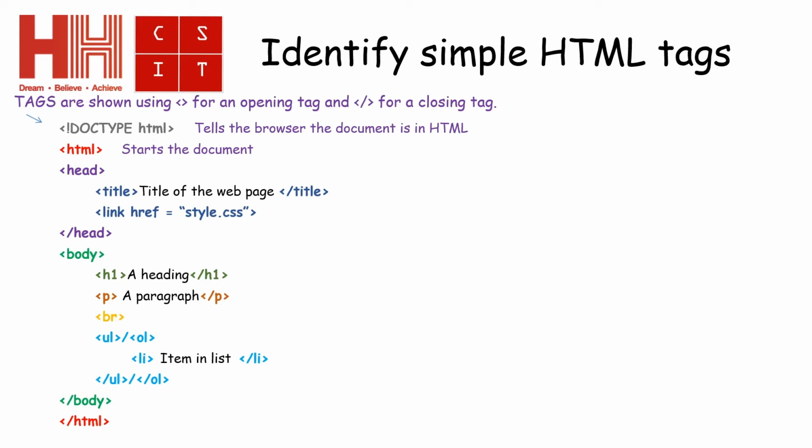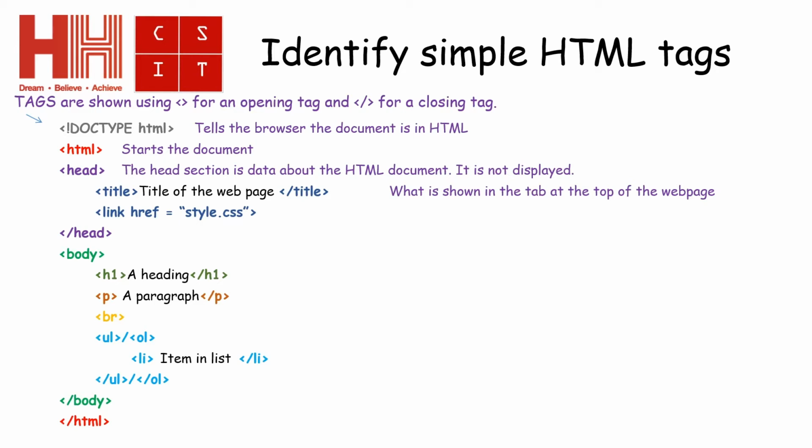The first section you will see will be a head section. Now this gives the data about the HTML document. This section is not displayed on your actual website. We then have a title in our head section. Now this actually shows in the tab at the top of the web page. So it's not on the actual website, it merely creates a tab title.